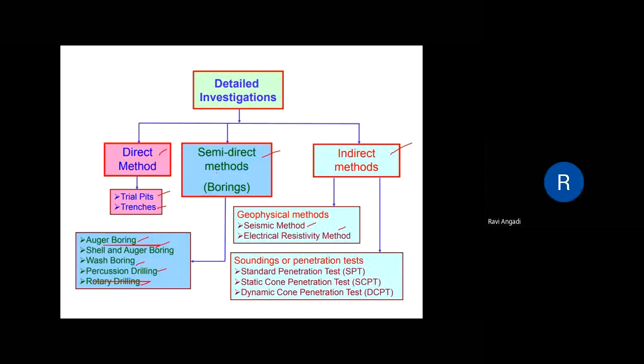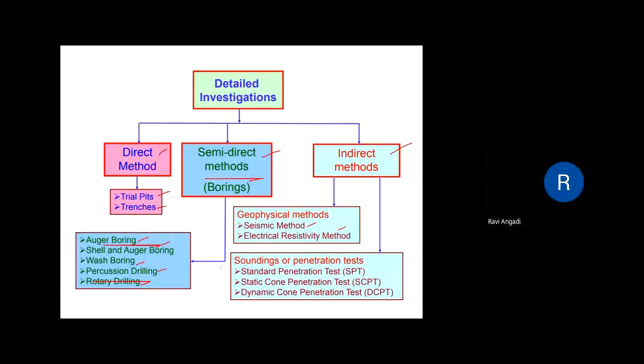So today I discussed the direct method. It is just an open excavation method, with trial pits and trenches, getting the samples and testing in the laboratory. Then the semi-direct methods, that is the boring methods. In the boring methods: auger boring, shell and auger boring, wash boring, percussion drilling methods, and rotary drilling methods. So these methods are discussed in today's class.